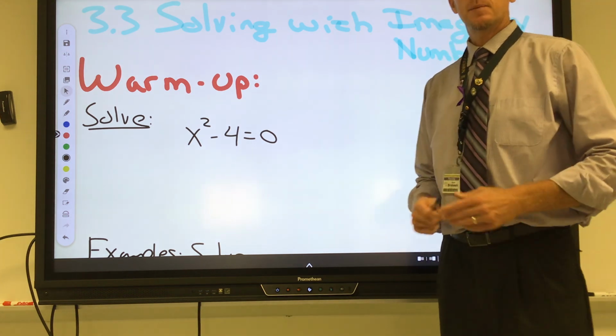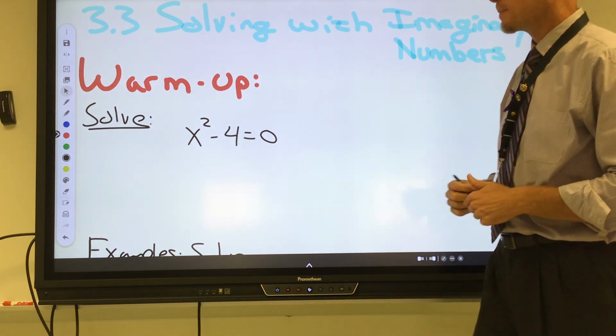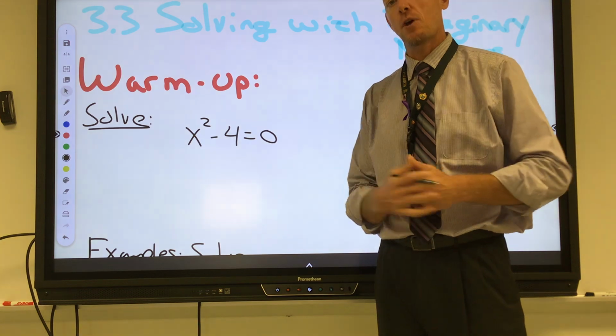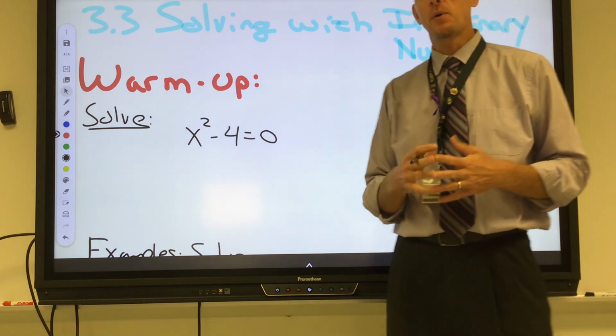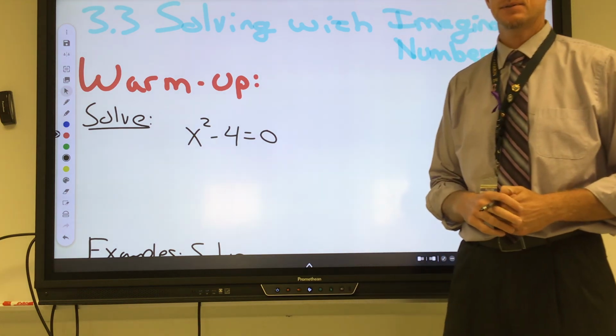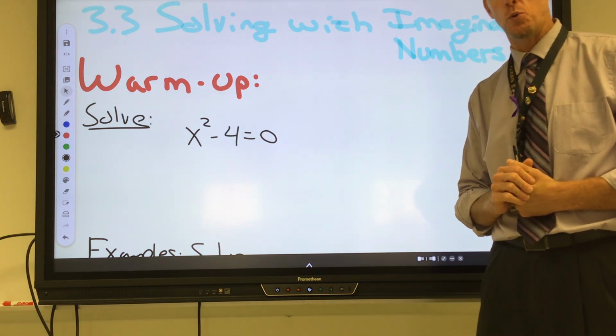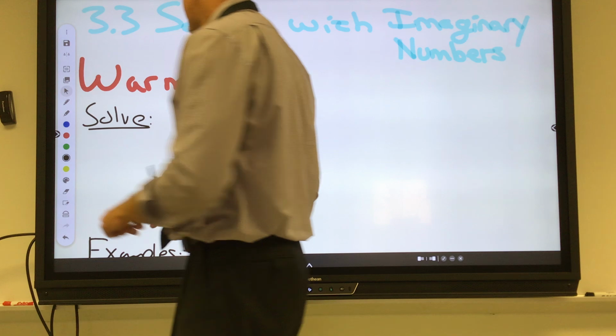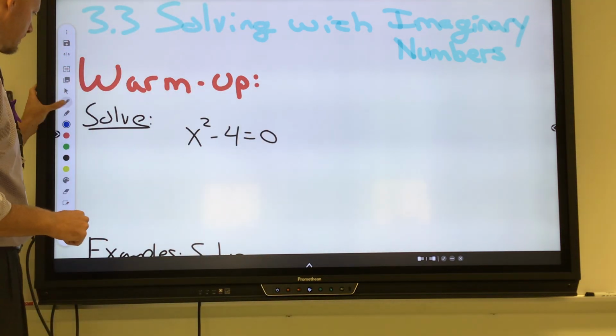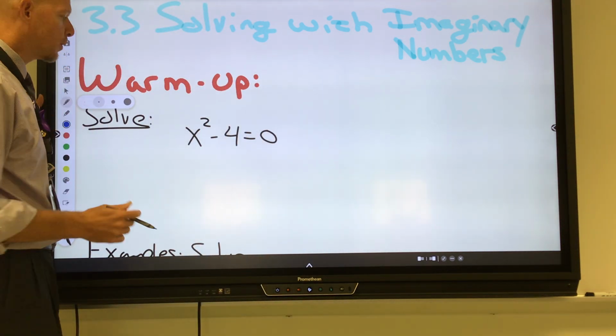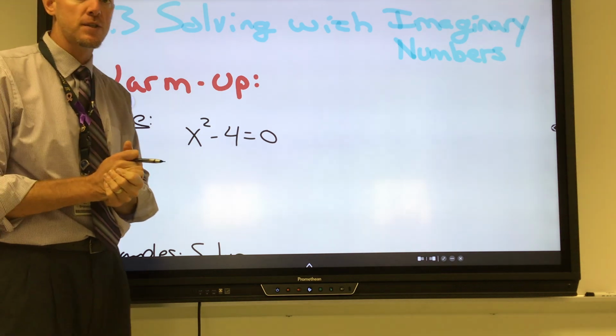Solving with imaginary numbers. In this presentation, we're going to talk about how to actually solve using inverse operations, and we're going to be solving quadratics that are going to result in imaginary numbers. So as a review, go ahead and take a few seconds to try to solve this warm-up question. If you still need more time, please pause the video presentation at this time, but I'm going to go ahead and proceed.